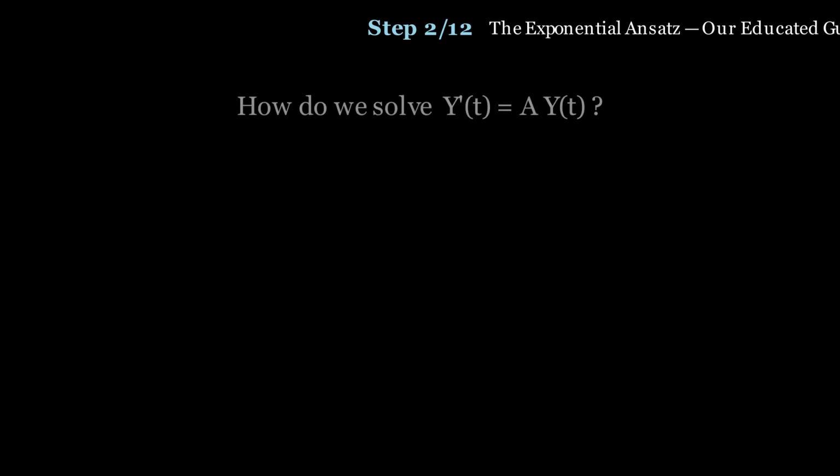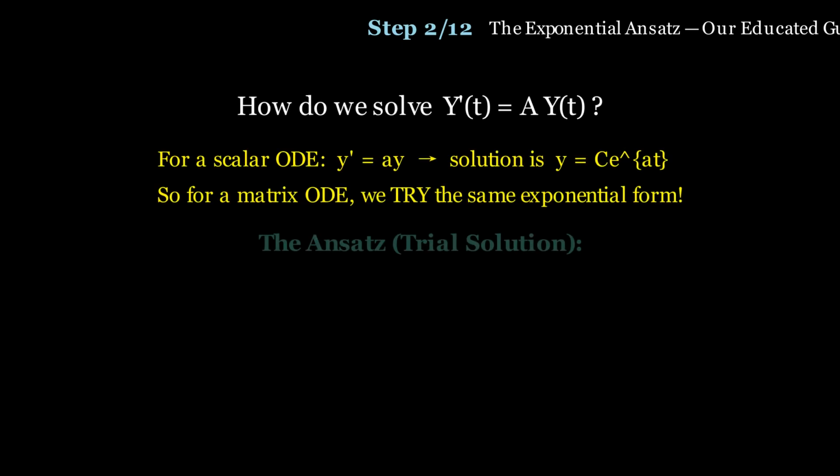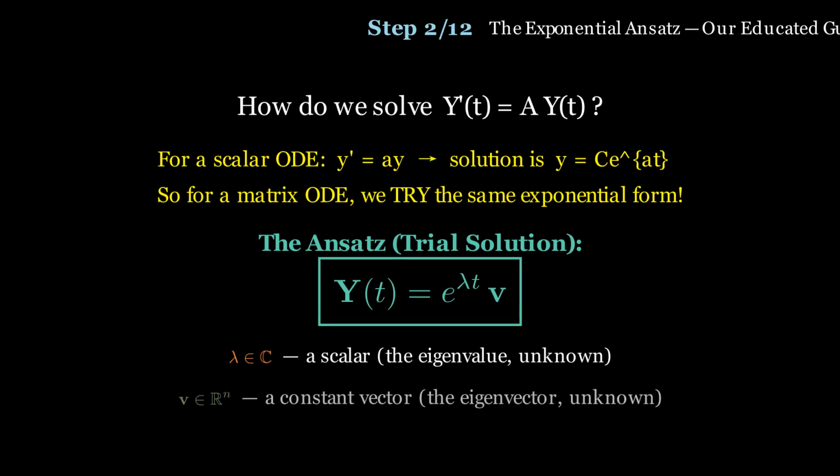Step 2. How do we even start solving y prime equals AY? We use a powerful idea from scalar ODEs. The scalar equation y prime equals ay has solution y equals C e to the a t. So for the matrix equation we try the same exponential form. Y of t equals e to the lambda t times v. Here lambda is an unknown scalar and v is an unknown constant vector. This educated guess, called an ansatz, is the key that unlocks everything.